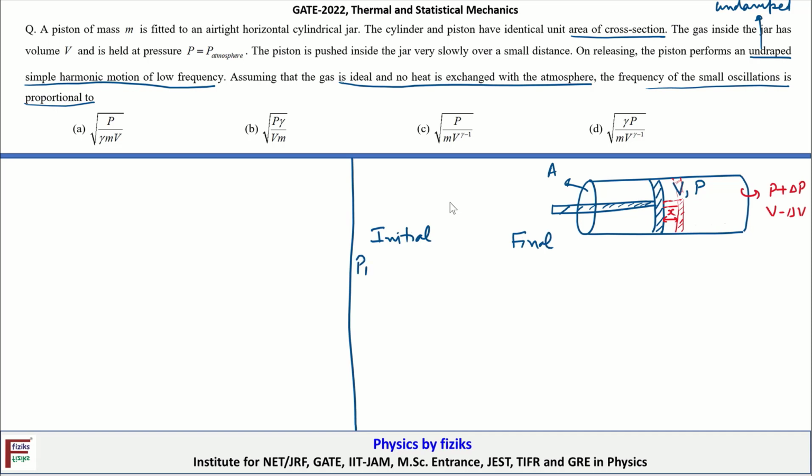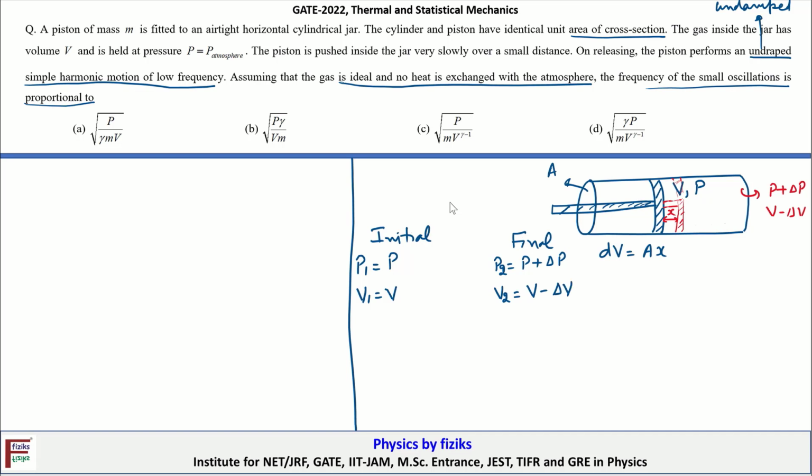In the initial condition, the pressure inside the chamber, P1, is equal to P, and the corresponding volume V1 is equal to V. When the piston is pushed by a certain amount x, the corresponding change in volume dV is the cross-section area multiplied by x, the horizontal displacement. So the pressure becomes P plus delta P, sorry, it's P2 not P1, and the corresponding volume V2 is equal to V minus delta V.